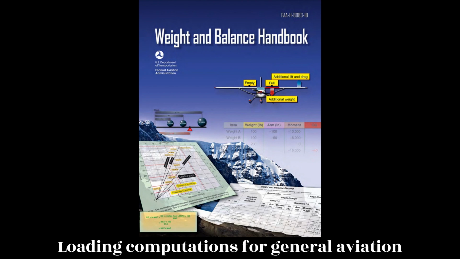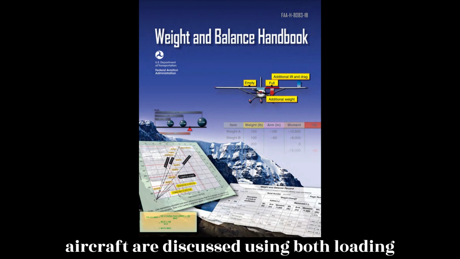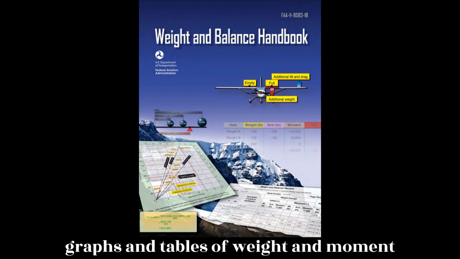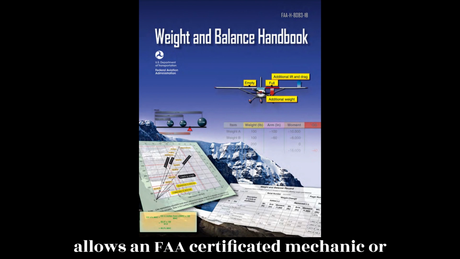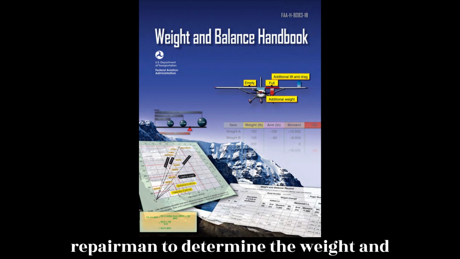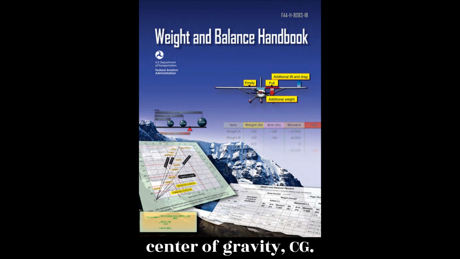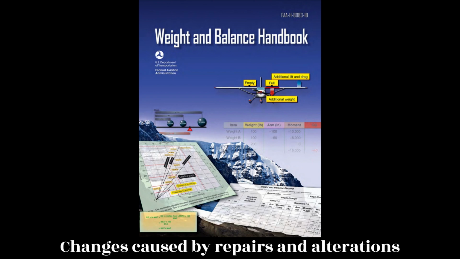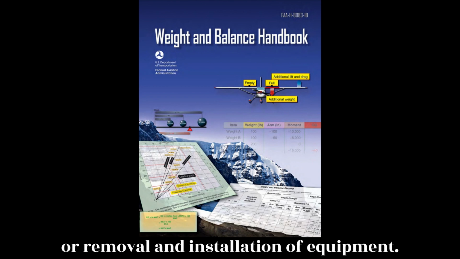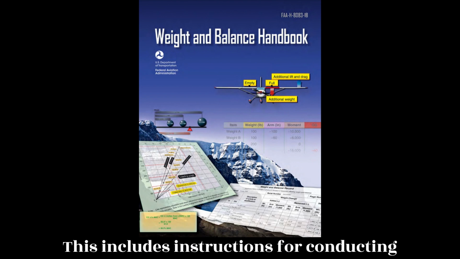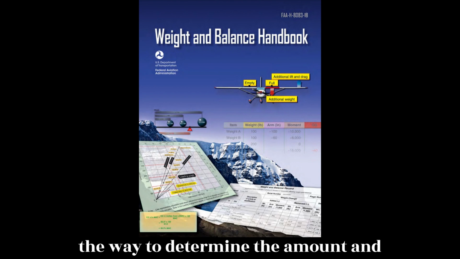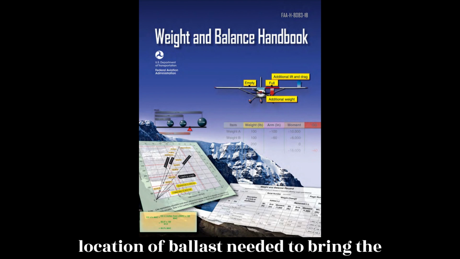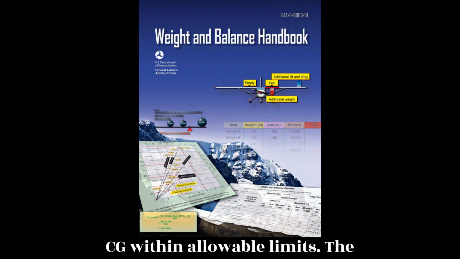Loading computations for general aviation aircraft are discussed using both loading graphs and tables of weight and moment indexes. Information is included that allows an FAA-certificated mechanic or repairman to determine the weight and center of gravity, CG, changes caused by repairs and alterations or removal and installation of equipment. This includes instructions for conducting adverse loaded CG checks, also explaining the way to determine the amount and location of ballast needed to bring the CG within allowable limits.